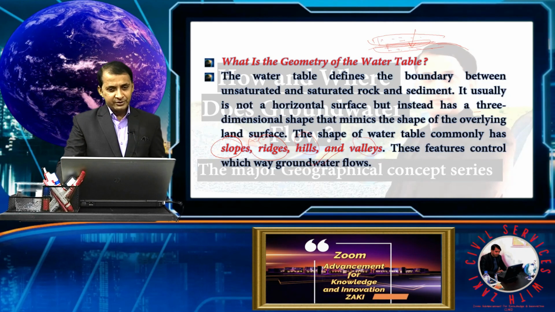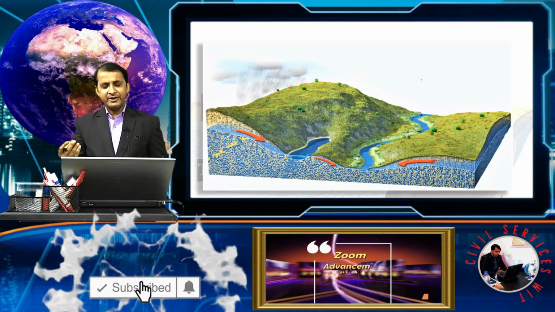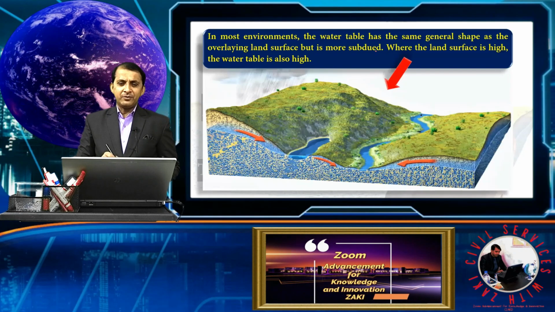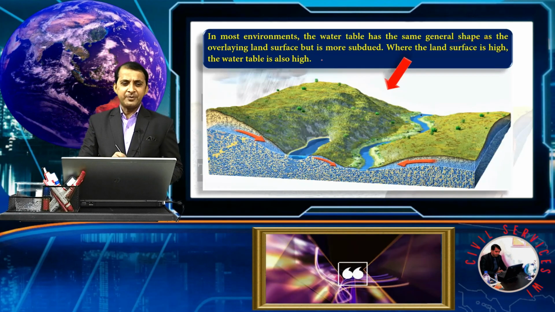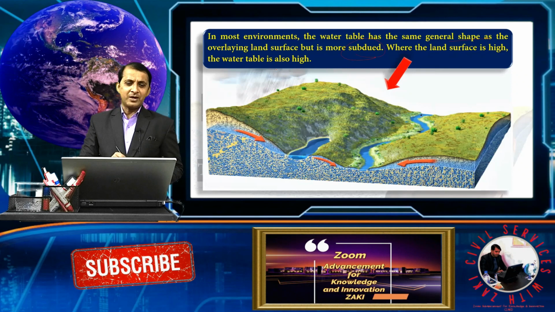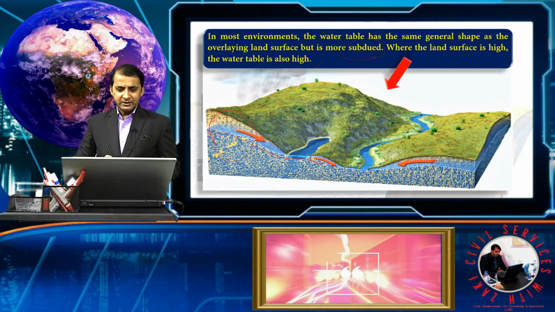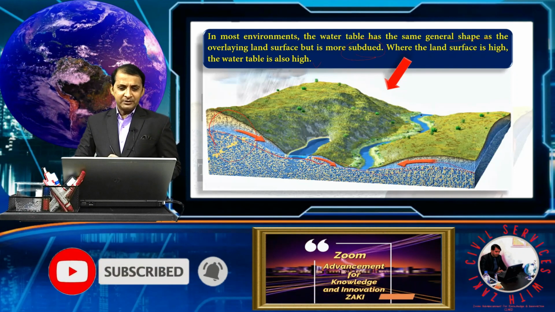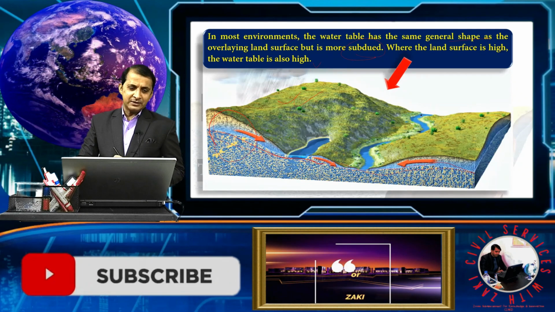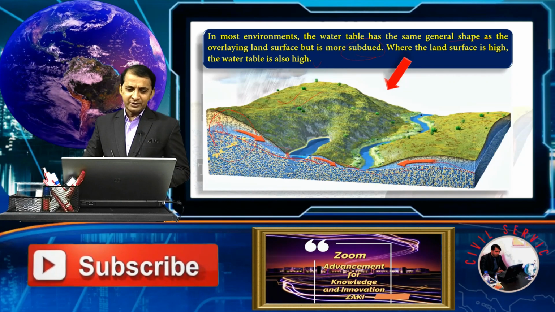So see how they control. First, this is the topography of some area, represented in a picture. In most environments, the water table has the same general shape as the overlying land surface, but more subdued. Where the land surface is high, the water table is also high. If you see beneath the surface, it directly mimics the surface topography. At a high place, the water table is high; at a low place, the water table is low.